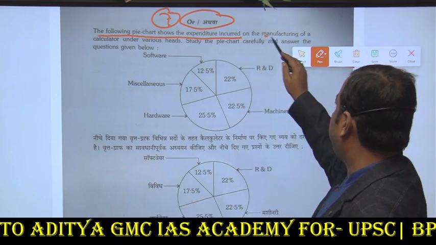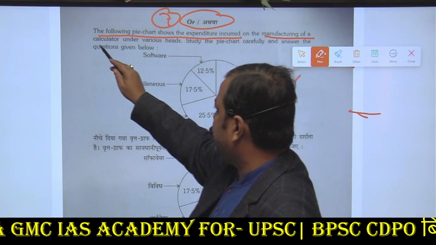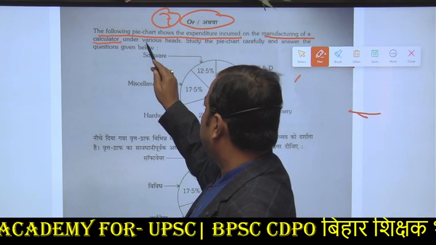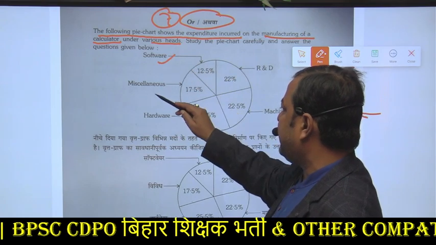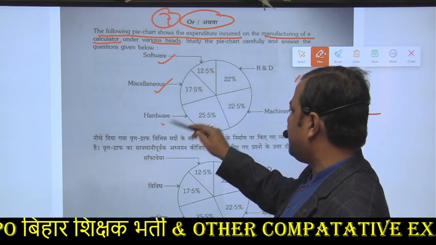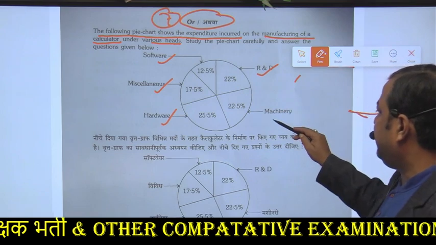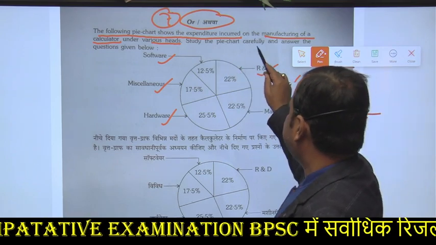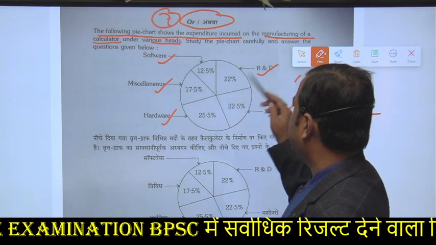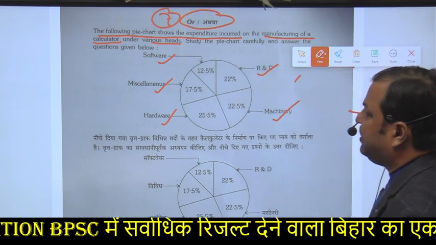the manufacturing of a calculator under the various heads. यानी different heads are software, miscellaneous, hardware, R&D or machinery. Study the pie chart carefully and answer the given question.